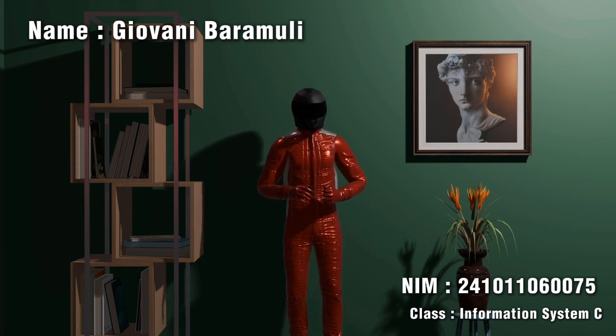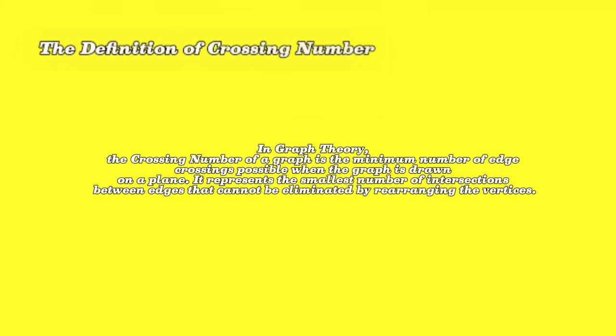Today, I will be explaining the concept of crossing number in graph theory using the graph K5 as an example. Let's get started. In graph theory, the crossing number of a graph is the minimum number of edge crossings possible when the graph is drawn on a plane. It represents the smallest number of intersections between edges that cannot be eliminated by rearranging the vertices.